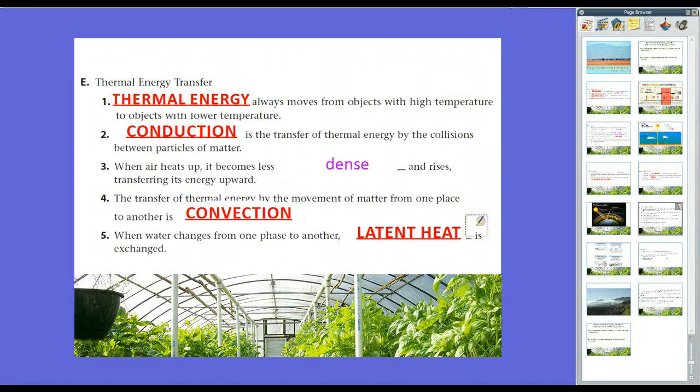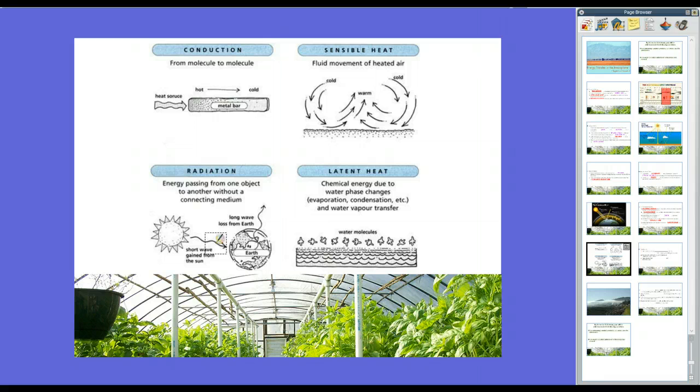So the four types of thermal energy we see: one comes from the sun in the form of radiation. But on Earth, what we have is conduction, which is where one warm molecule hits a cooler molecule and heat is transferred. Convection is when warm air rises and cold air drops to replace it. And latent heat is heat that's released whenever there are changes in states of matter, from solid to liquid, liquid to gas, and so on and so forth.